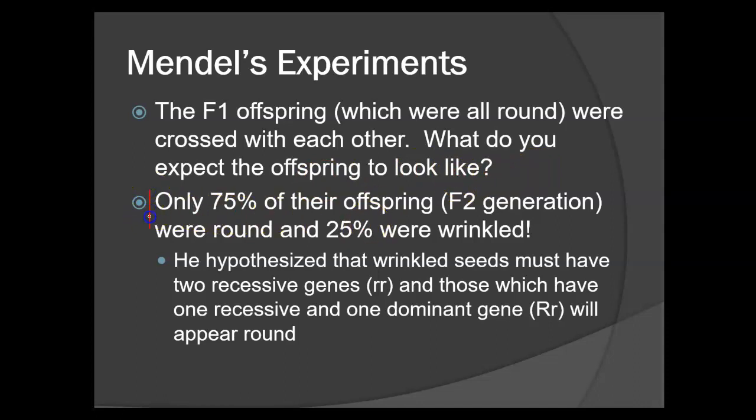And what he found, which was really interesting and important for us to note, is that 75% of the offspring were round, but not all of them. 25% were actually wrinkled. So what he hypothesized is that the wrinkled seeds must have two recessive alleles, whereas the round seeds must have one dominant and one recessive allele, a big R and a little r. And so that whole experiment was super important in trying to understand what was going on.